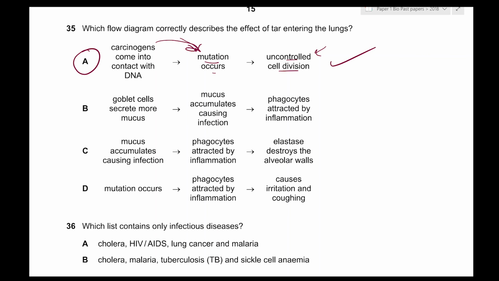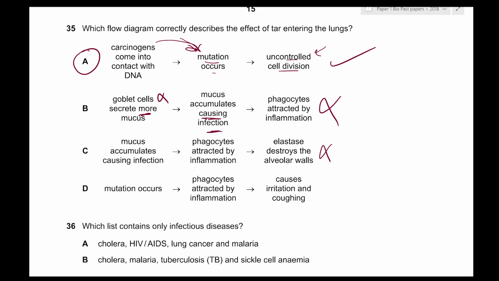For B, goblet cells secrete more mucus. Mucus accumulates, causing infection. Now, this is incorrect wording. The reason for this is more mucus is not what causes the infection and the accumulation of phagocytes. What actually causes the infection is pathogens, not the increased amount of mucus. Therefore, this is incorrect. Same here. The same concept. This is incorrect.